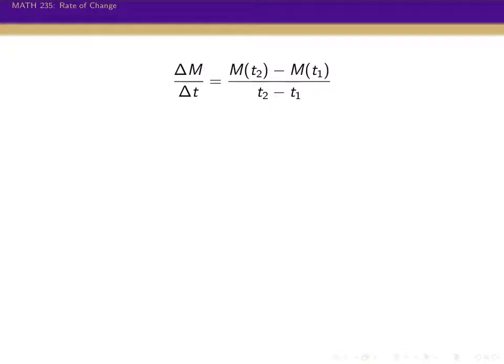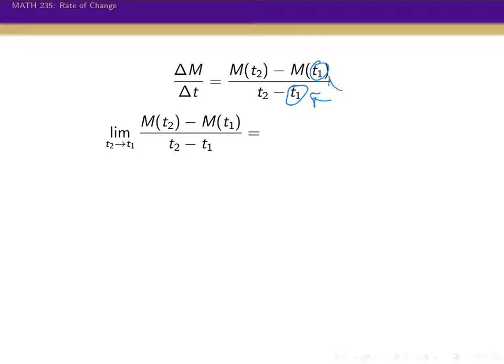Okay, so we saw we had delta m divided by delta t. This is our average rate of change, and it is the change in the masses divided by the change in times. And now we can talk about, same as we did with the secant slopes, what happens as we bring the two points together. We're going to imagine keeping t1 fixed, but t2 is going to be moving closer and closer to t1. And so we'll take the limit as t2 approaches t1 of our average.